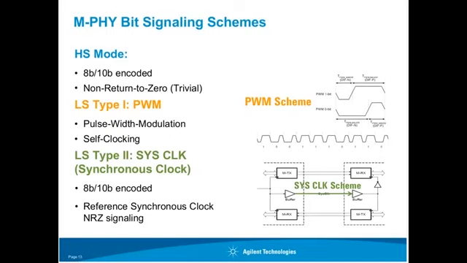The other type is the Type 2, which is only used in the DigRF v4 application. It is basically a slower 8B10B encoded signal with a synchronous clock in order to sample the data. It needs this additional clock because the receiver's PLL may not be able to tune or lock to the slower rate signal during the low speed mode. So these are the different schemes available on the M-PHY and how the clock is recovered from the signals.